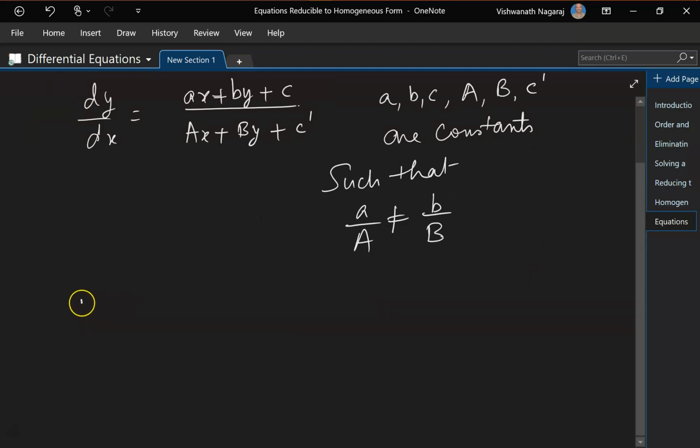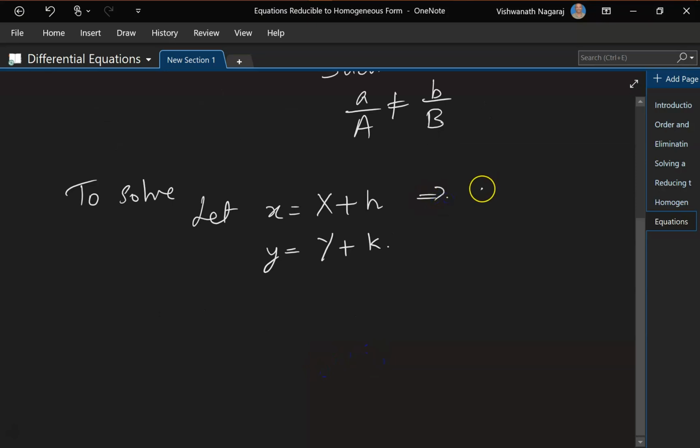Now to solve, what do we do? To solve, let x is equal to capital X plus h and y is equal to capital Y plus k. Now this implies dx is equal to dX and this implies dy is equal to dY. Okay. Now here h and k are to be determined.